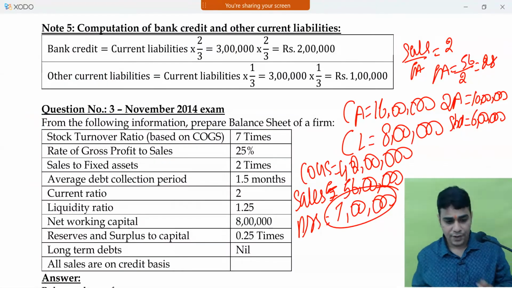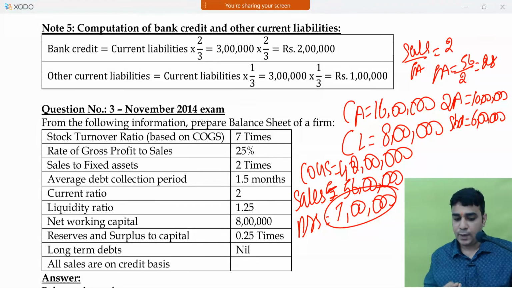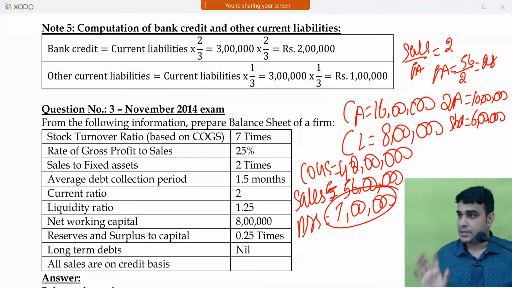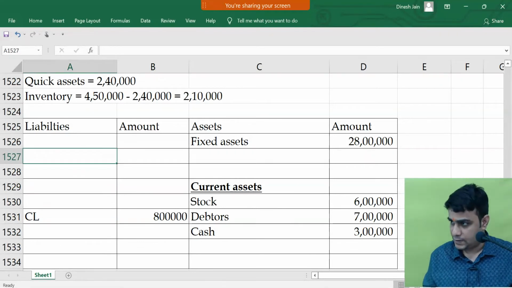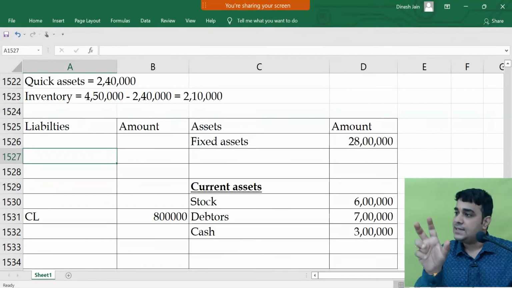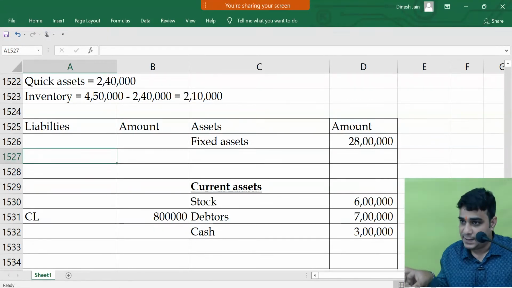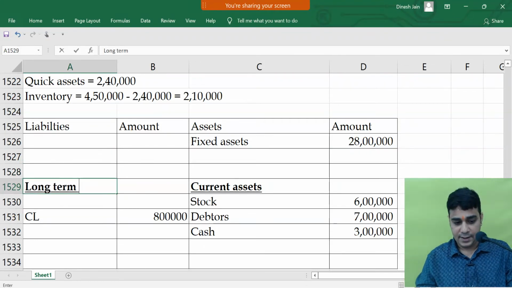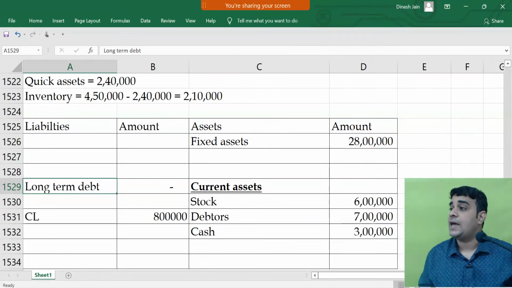Okay. Now we have used stock turnover, GP to sales, sales to fixed asset, debt collection, current ratio, liquid ratio, net working capital. Reserves and surplus to capital is 0.25, and one more good information is long term debt is nil. If you remember, we had a similar scenario in the first question which we did today. In that I said the balancing figure is capital employed: share capital plus reserves and surplus plus fixed capital. In this case they are very clear, long term debt is nil, which means the balancing figure is share capital and reserves and surplus.